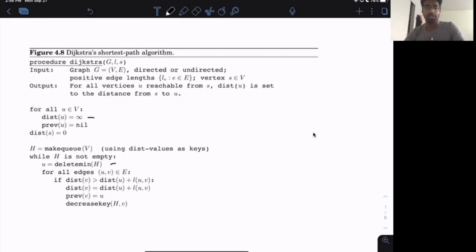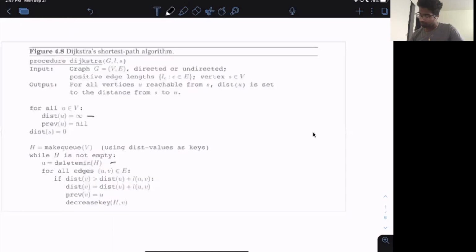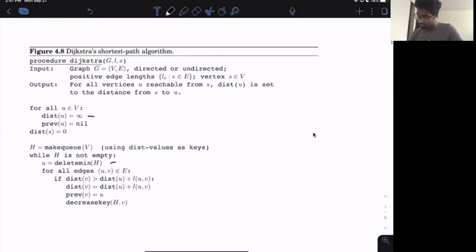So every time we process a node, we look at all of its edges branching out. We update the distances. I'll nickname these two lines as kind of like the update procedure, right? We're seeing if any of the distances we know so far can be decreased.